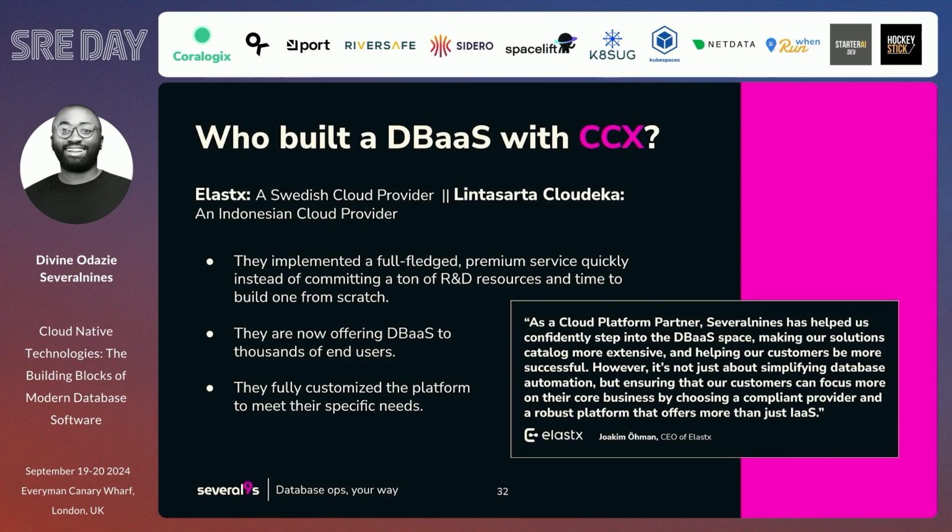So who is using CCX? I don't know if you've heard of Elastx, the Swedish cloud provider. They use CCX to implement the DBaaS that they offer to their customers. Also Lintasarta Cloudeka; we gave a talk early this month at the Open Infra Summit in South Korea about how we were able to achieve this with Lintasarta. So it's being used by organizations.